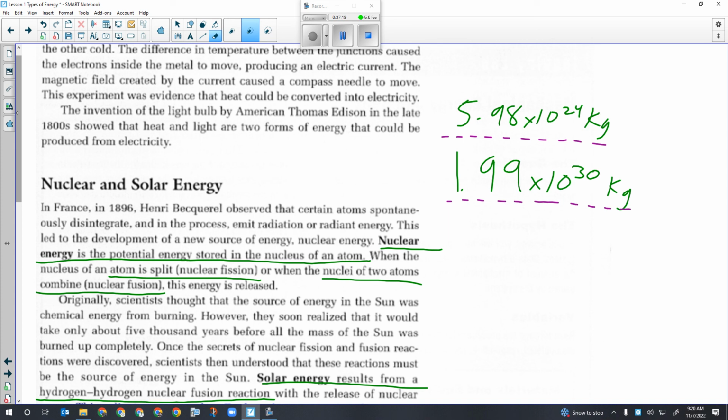Again, it's not going to happen tomorrow. It's billions of years away. It's really not our problem. But it will eventually happen.